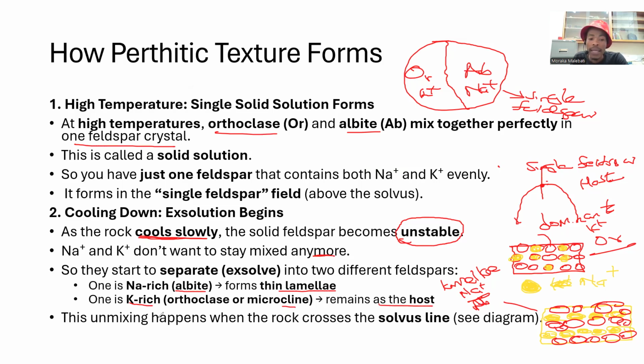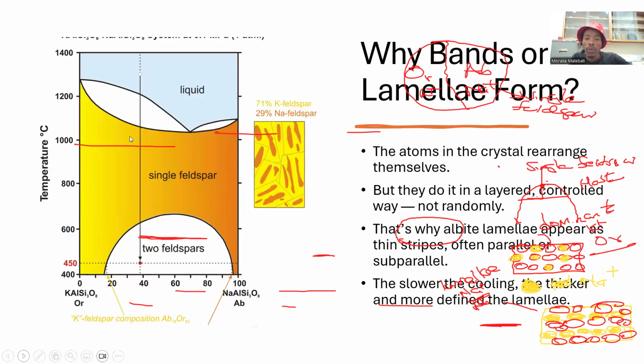That's what I've been explaining. This unmixing happens when the rock crosses the solvus line, immediately when it crosses the solvus line and enters here. When I say see the diagram, there's a diagram below, so don't worry about that. When it crosses here, unmixing starts to take place. That's where separation or exsolution takes place. This is what we call the perthitic texture, but I'm going to show you using the phase diagram.